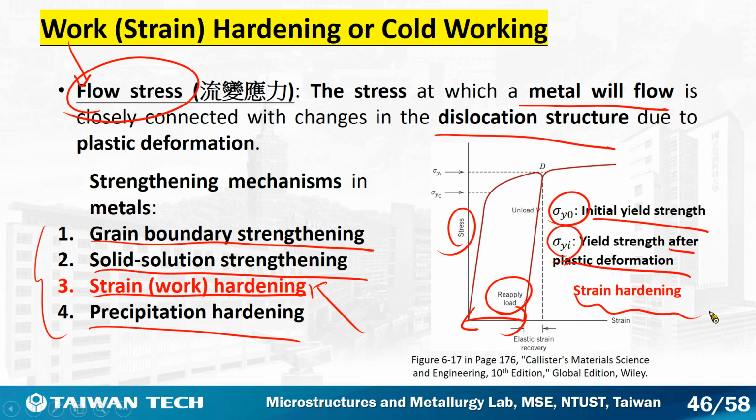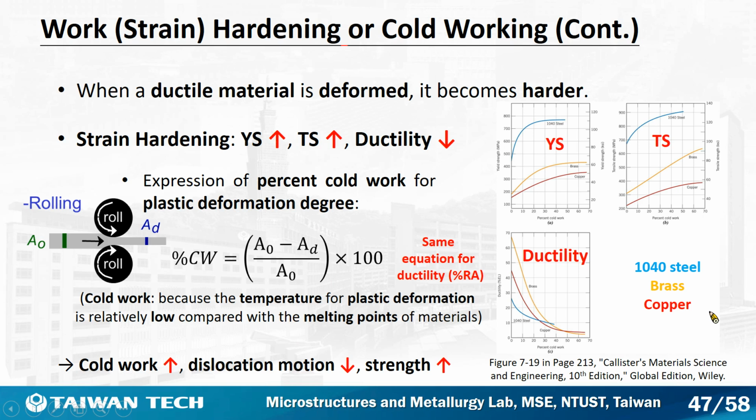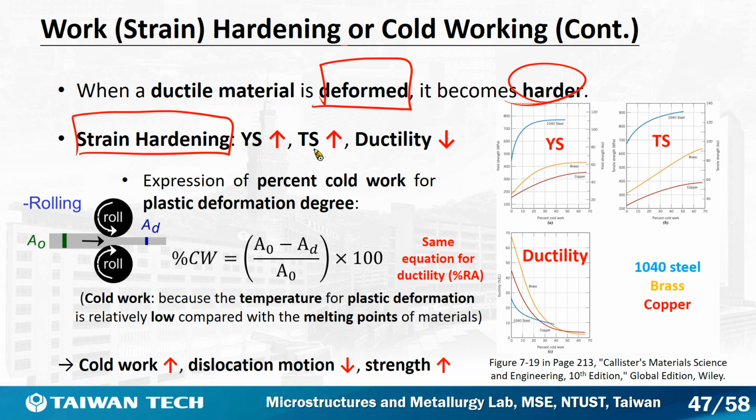In other words, you apply stress and strain to the material, then it becomes harder and harder. And when the ductile material is deformed, it becomes harder. This is the meaning of work hardening and strain hardening. When it is deformed, it's strained. And after the strain hardening, the yield strength and the tensile strength will increase. However, the ductility will decrease, and you can see here.